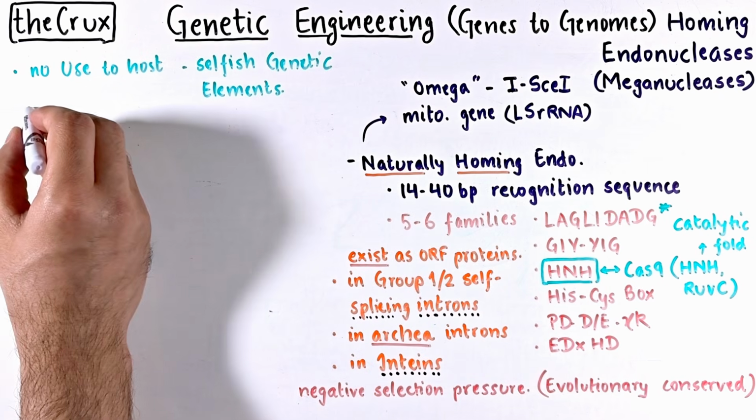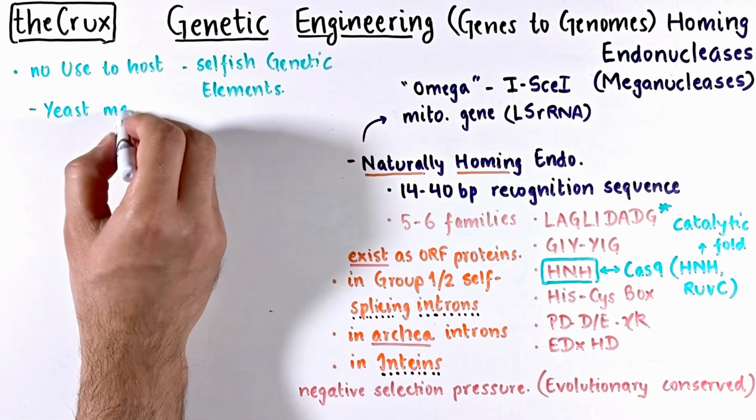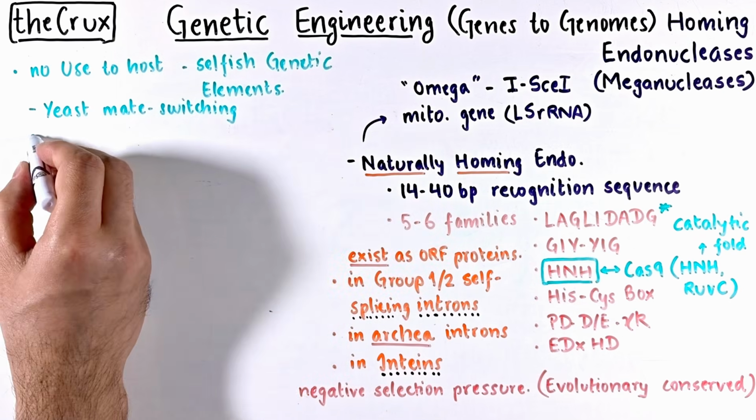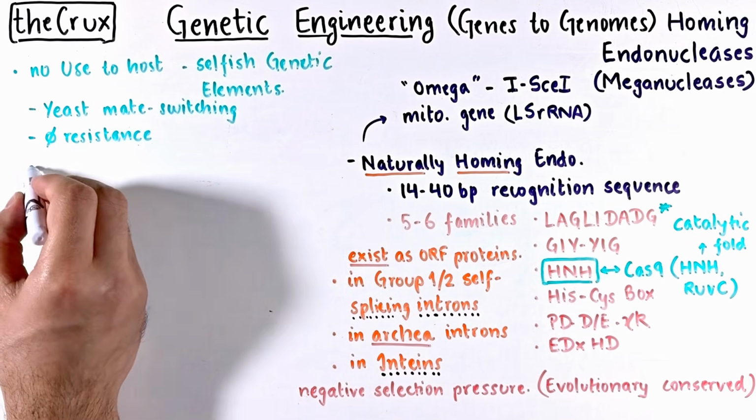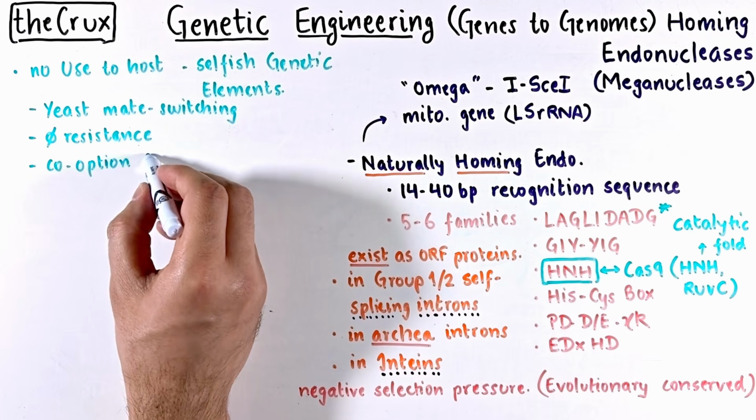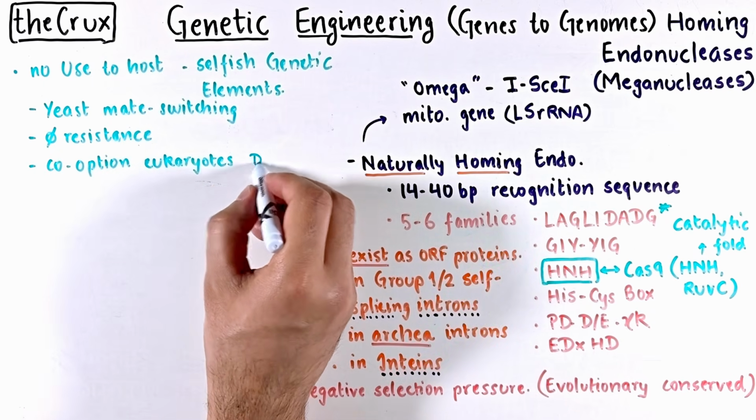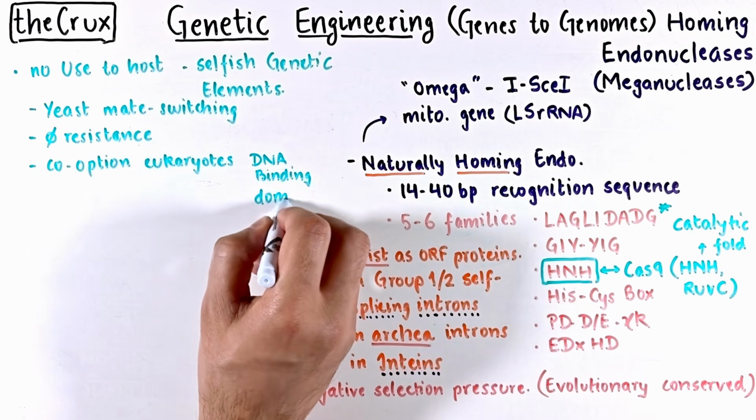You will, however, find that they are involved in some processes like yeast mating-type switching, resistance against bacteriophages, and sometimes proteins in eukaryotes have co-opted meganuclease-like regions into their DNA binding domains.